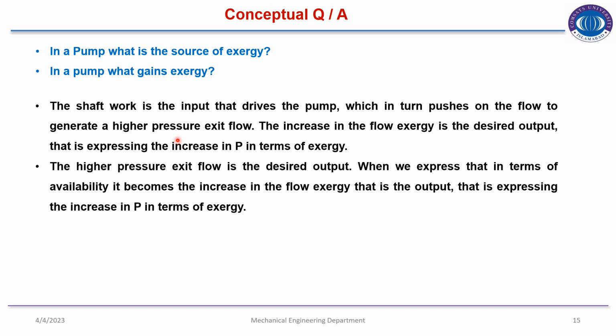The exit pressure is always greater than the inlet pressure at the pump. For example, the exit pressure is 5 psi and the inlet is 1 psi. So the pressure increase of 4 psi is only due to the energy we have supplied to the pump. So the increase in availability, or exergy, is due to the energy supplied to the pump.